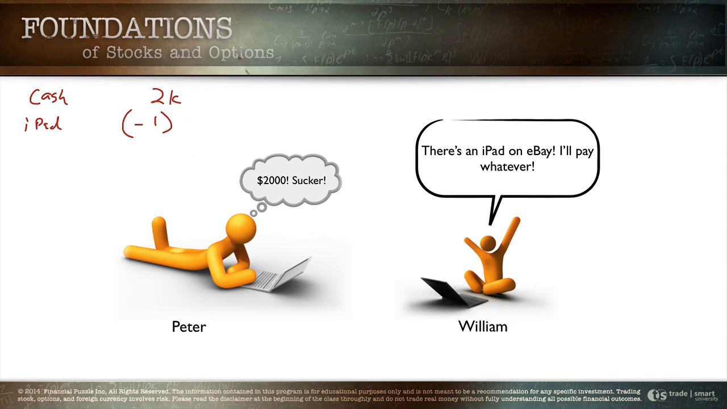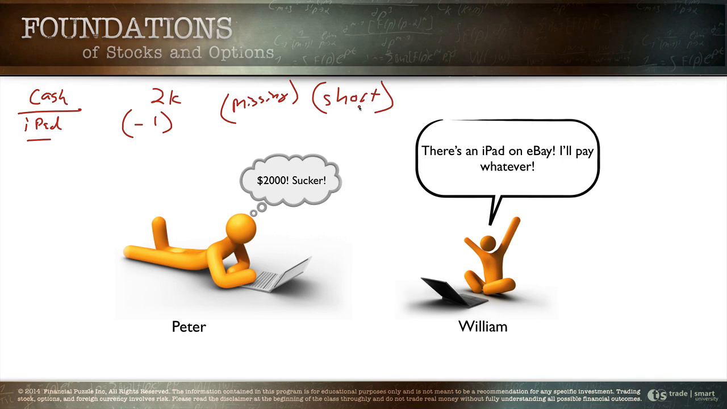Why is it a -1? Because he still owes the iPad. You see what's happened? All he's done is he sold the iPad for $2,000. He brings in $2,000 cash, but he's -1 iPad. It's missing because he sold it, aka he's short one iPad. He's missing an iPad. He sold it.